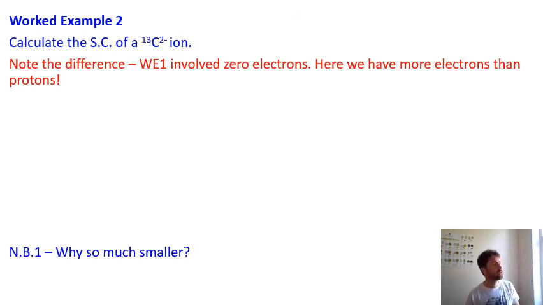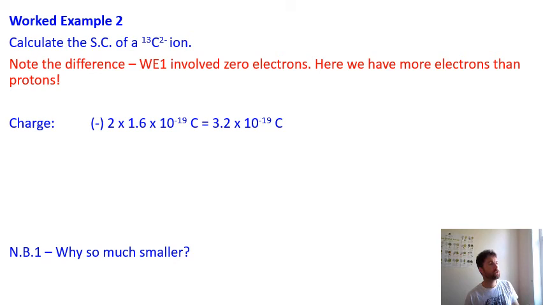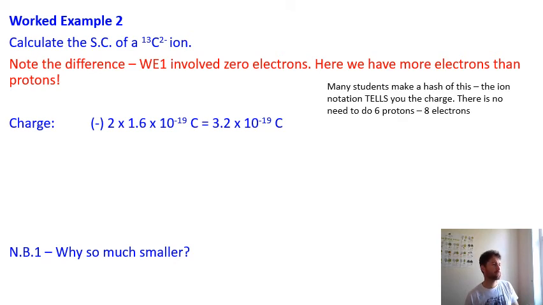So the other option is calculate the specific charge of a carbon-13 2- ion. Right, so now we've got to involve the electrons. We don't have a charge of 6 because of the protons. We used to have neutral, and we've added 2 electrons. So we've got a charge of 2 lots of the electron charge. And as I say, lots of students get this wrong.